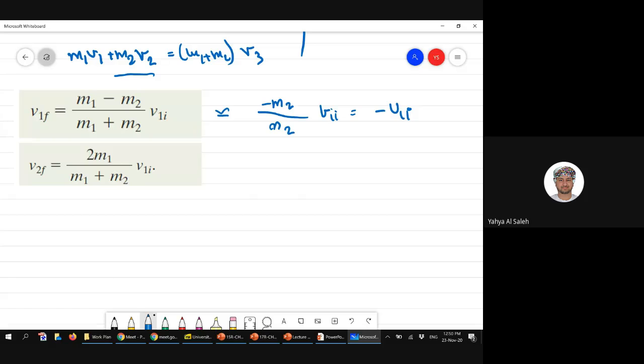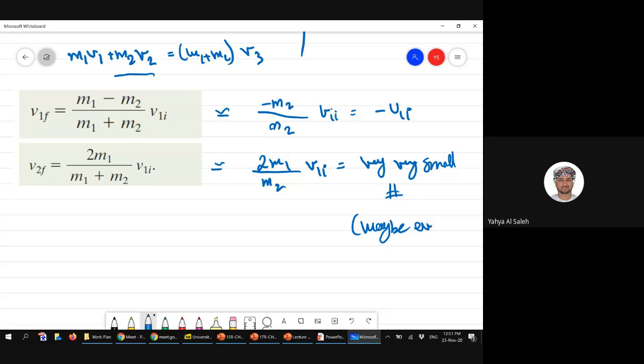What about V2 final? V2 final, okay, we have 2M1 at the top, M1 plus M2 at the bottom. Since M2 is much, much bigger than M1, this is pretty much saying this is only M2, V1I, and M1 over M2, if M2 is much, much bigger, will be a very, very small number, maybe even 0.